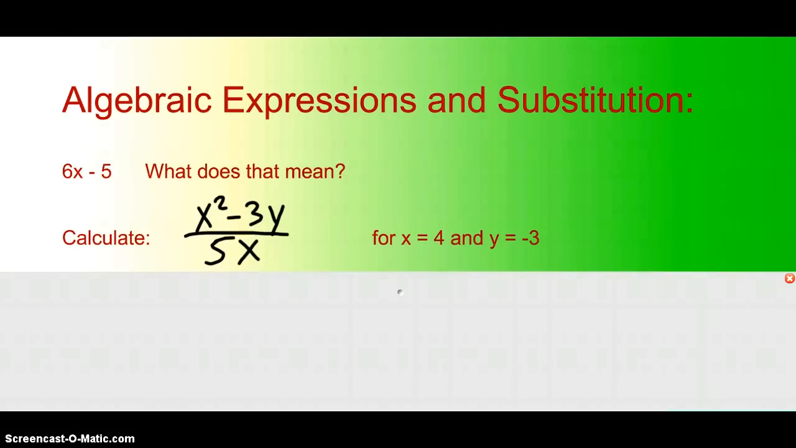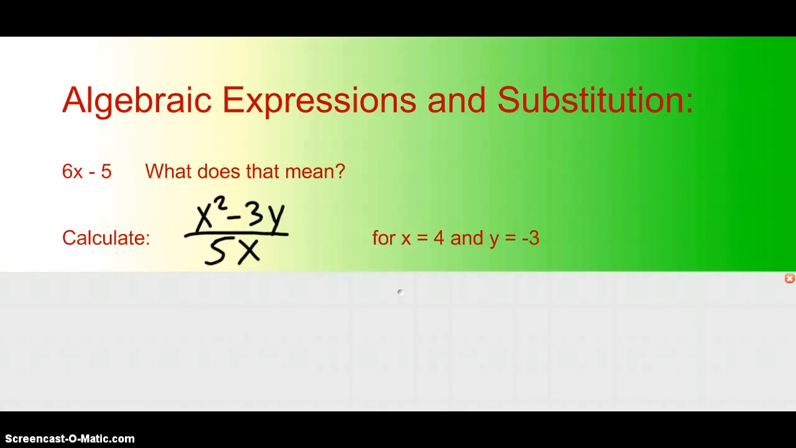Alright, let's keep on moving. Our second concept is algebraic expressions and substitution. We're going to start with a very simple algebraic expression like 6x minus 5 and ask the simple question of what does that mean? Many people say, oh, well, that means I add 5 and then I divide by 6, when that's actually the solving steps if that were in an equation.